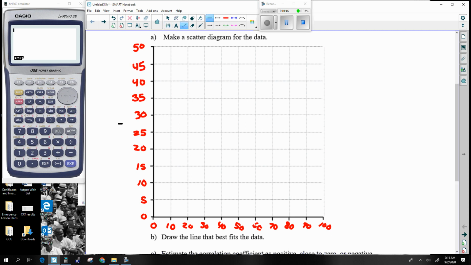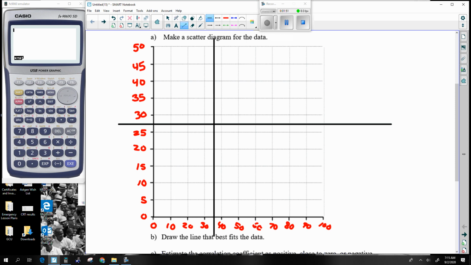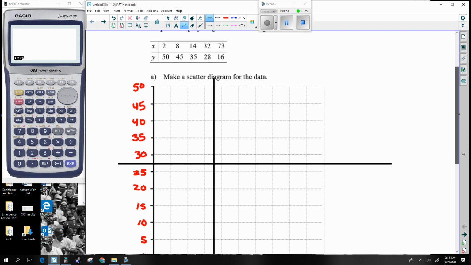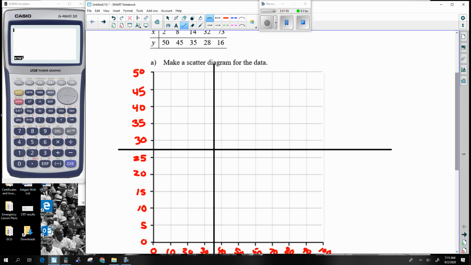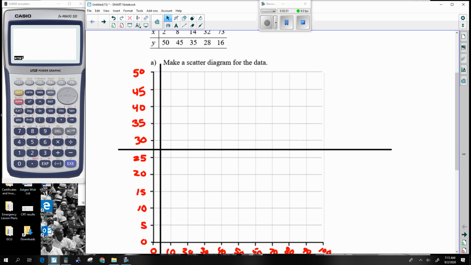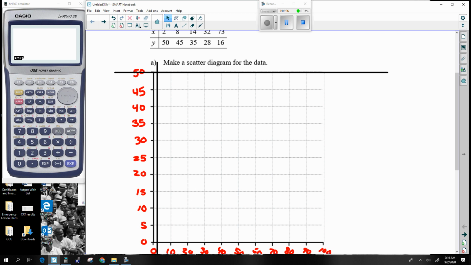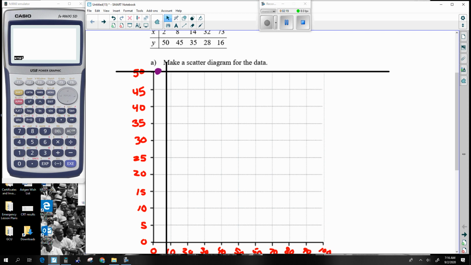Okay, I'm going to cheat a little bit, and I'm going to use these vertical sticks and horizontal sticks to help identify where I want. So the first pair is at 250. So 2 in the x, 50 in the y. There's 250. Next I have 845.